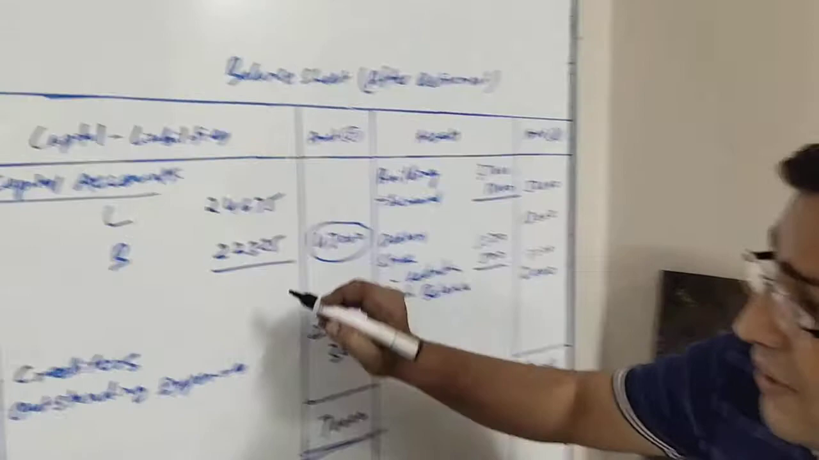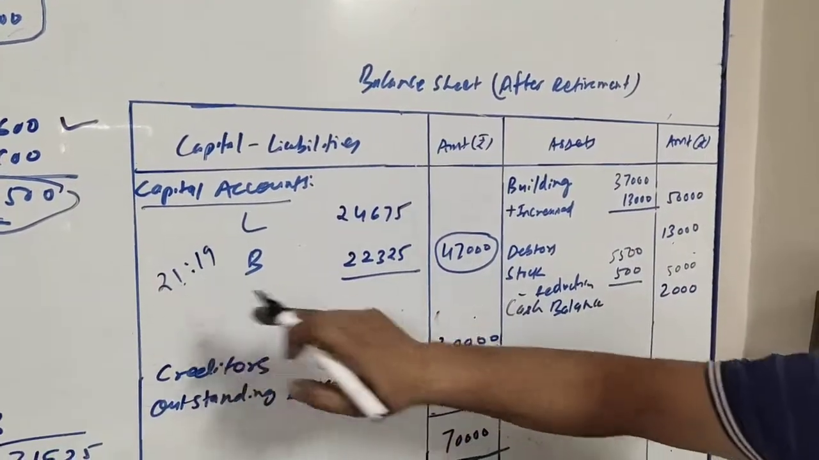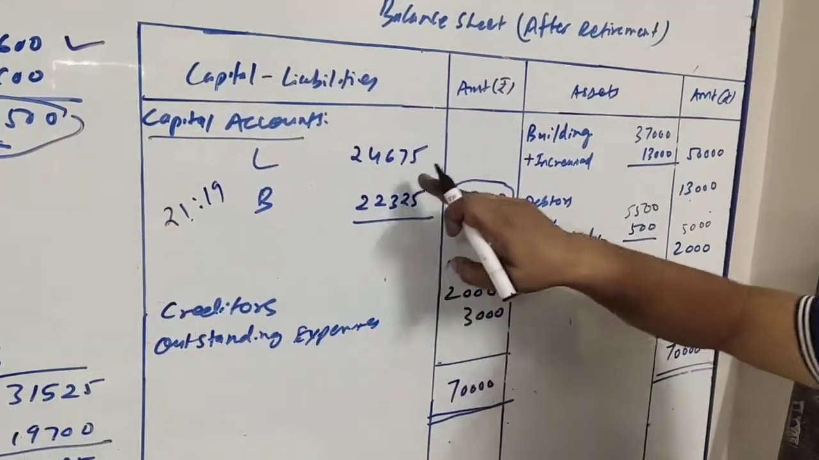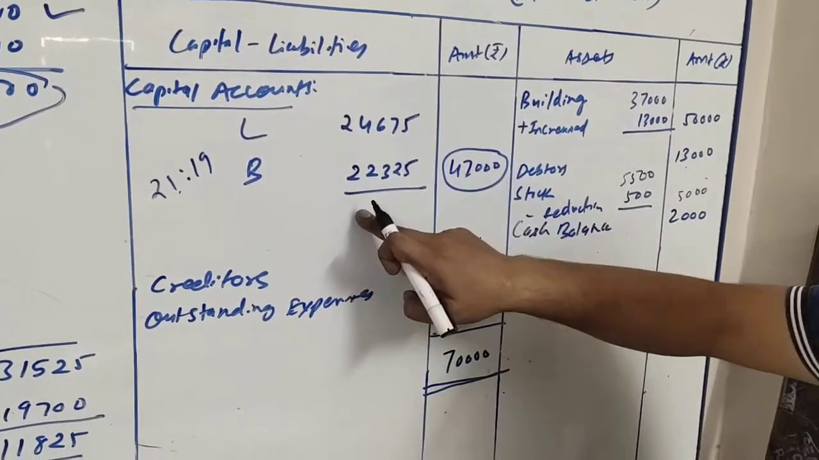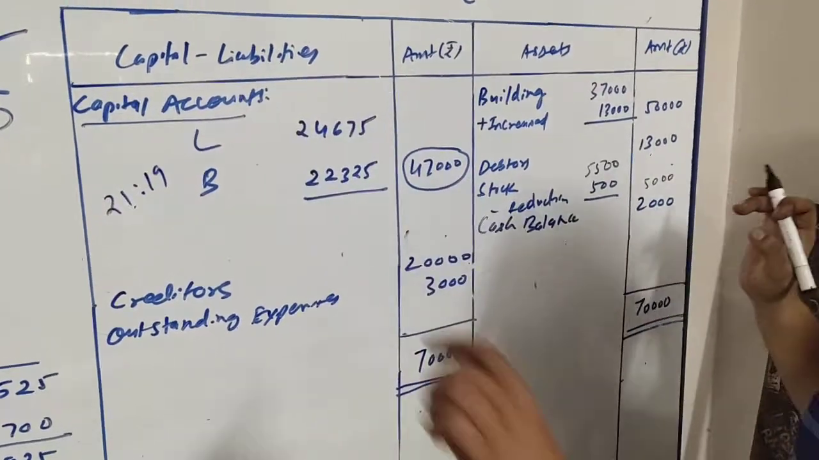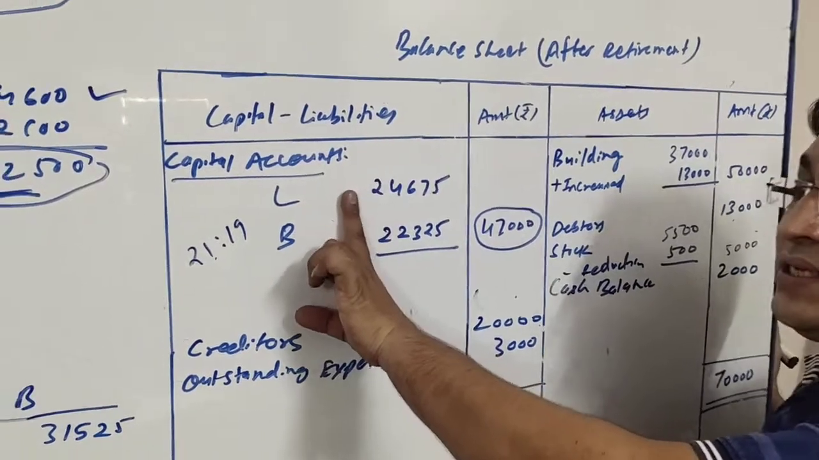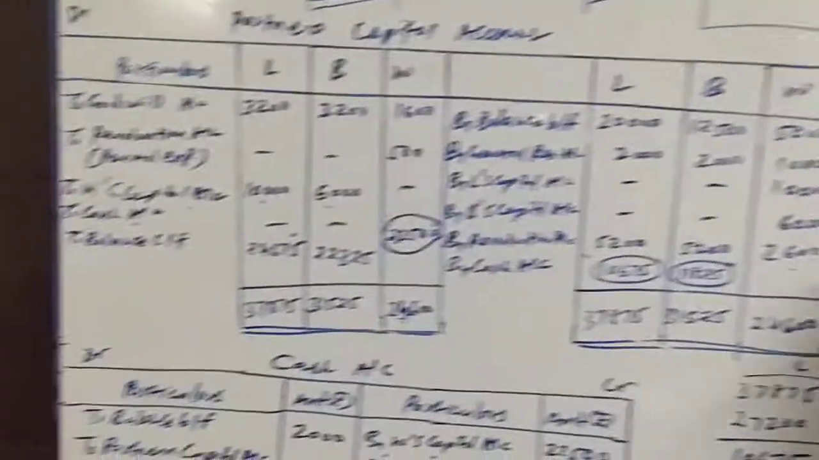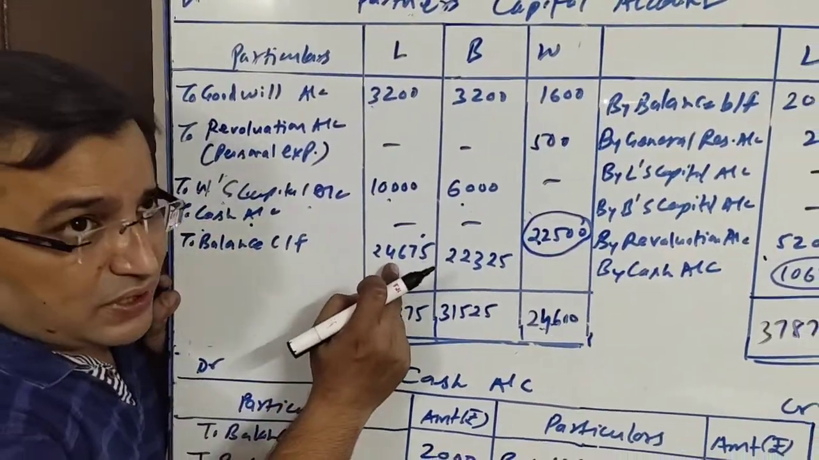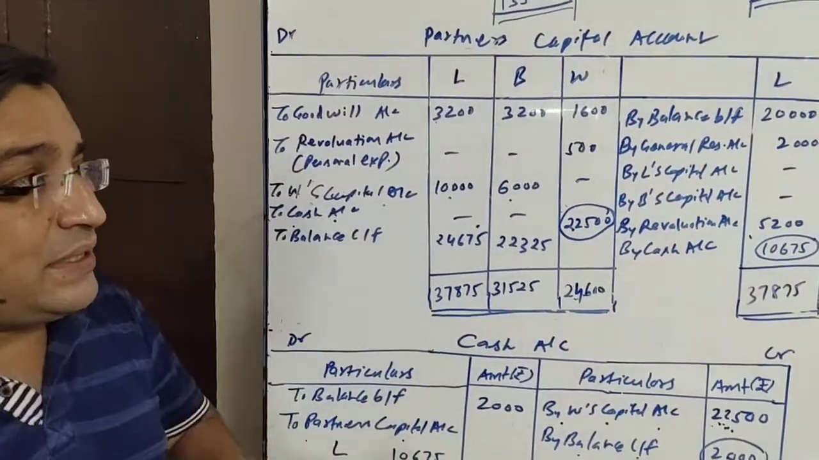So this 47,000 will be distributed between the two in the proportion of 21 is to 19. When I distribute 47,000 in this ratio, I get 24,675 and 22,325 respectively. So this is the closing capital of both the partners, right? So here we are writing, and this is written in the capital account as a closing balance. So here it is, to balance carried forward 24,675, 22,325. Now friends, everything is over.